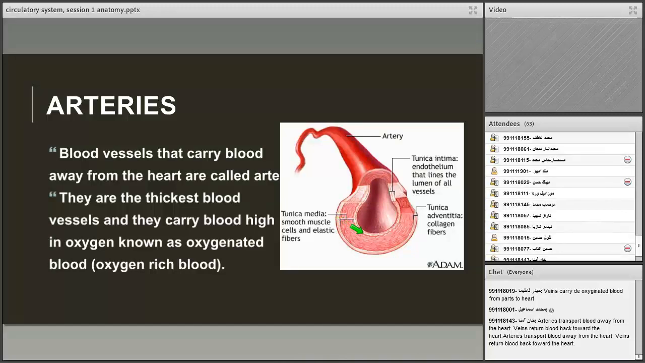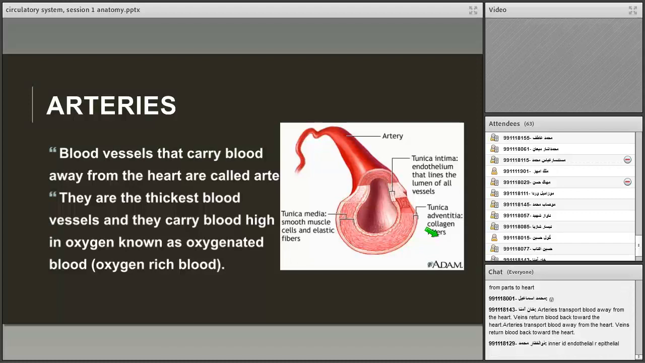Here we have the elastic fibers. Look at here. This congregated layer is the elastic fiber. And then we have the smooth muscle cells. The last layer, or the outermost layer of the arteries, is the tunica adventitia, and it has collagen fibers. Okay? These three layers are present in the arteries.